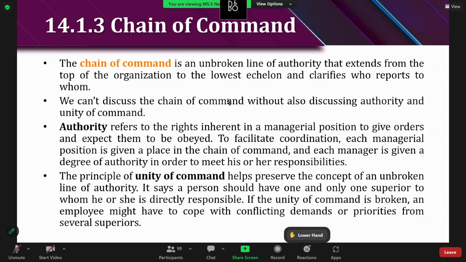We can't discuss the chain of command without discussing authority and unity of command. For the concept of chain of command to work, we have to think about the unity of command and the authority.